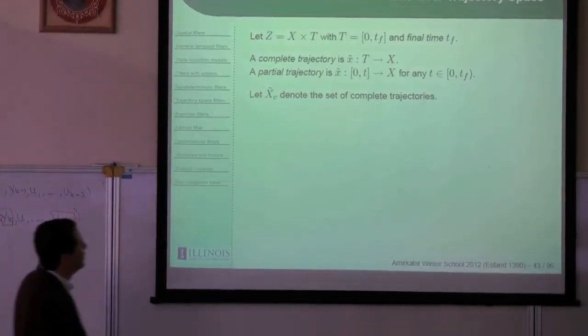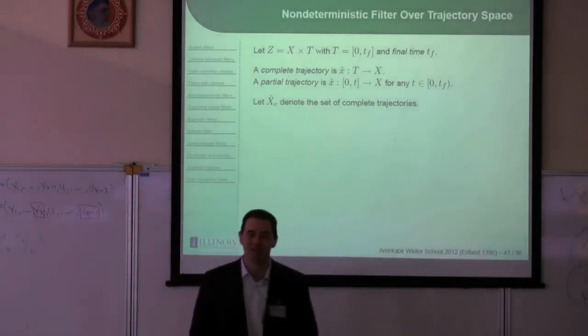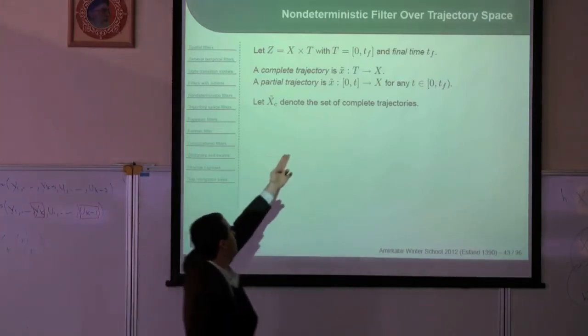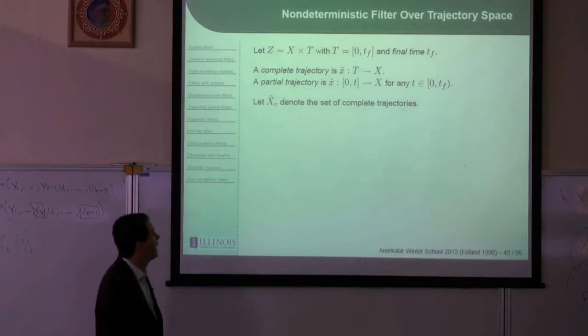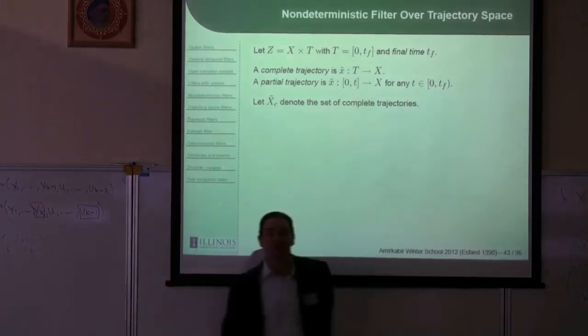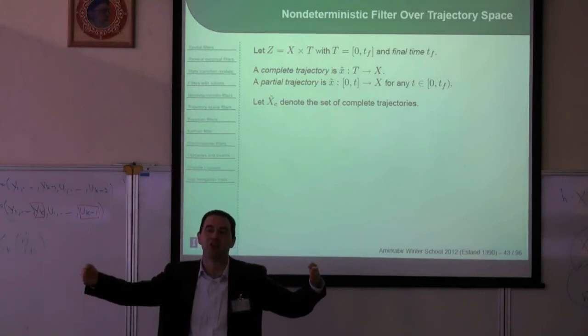Let's see. So, let's go back to the z space. Remember the z space? That was the state-time space, right? And suppose we have an interval here, 0 to t_f. t_f is called the final time. And then I have something called a complete trajectory, which is a trajectory right here. You see the t_f there. The domain of the trajectory is the entire time interval. That's why I call it complete.